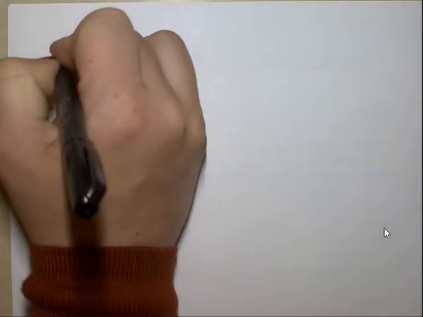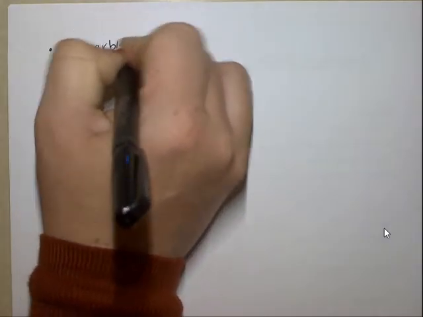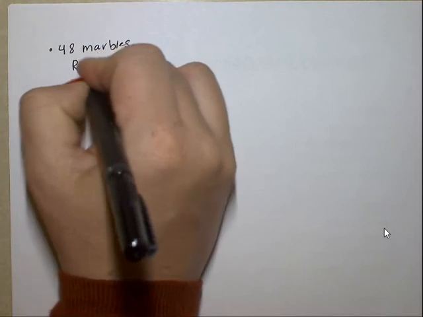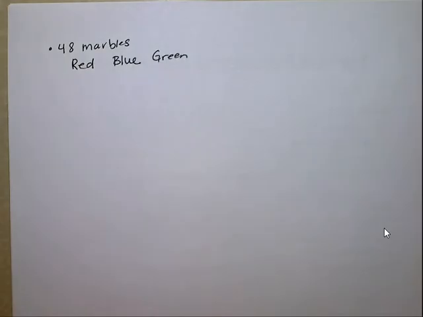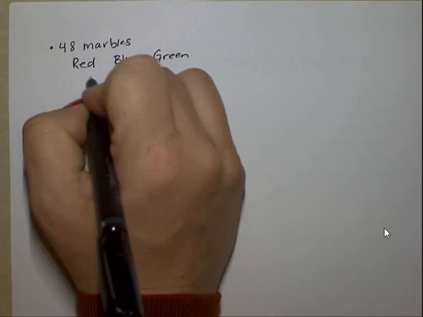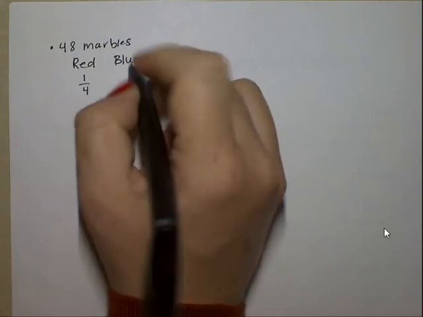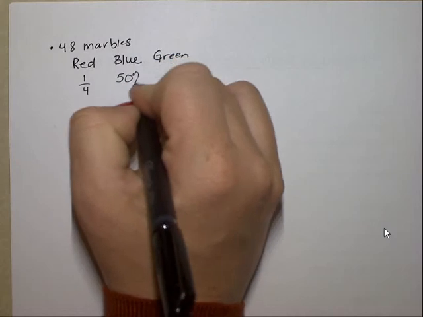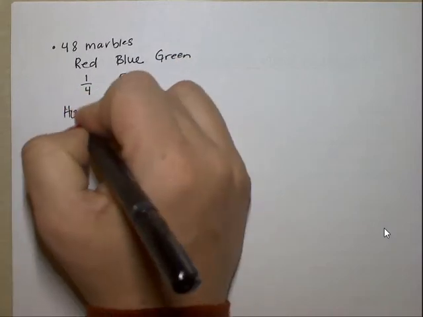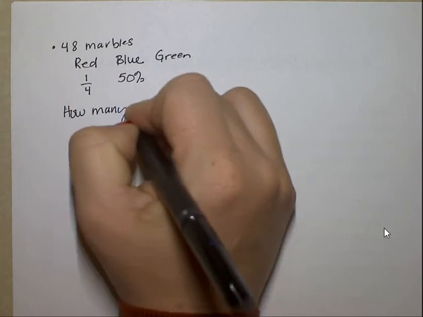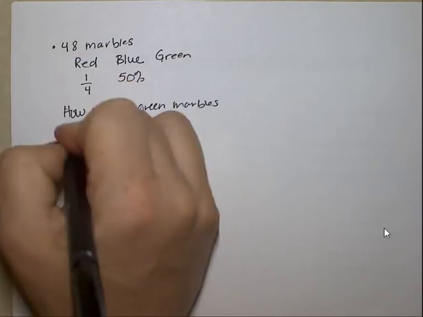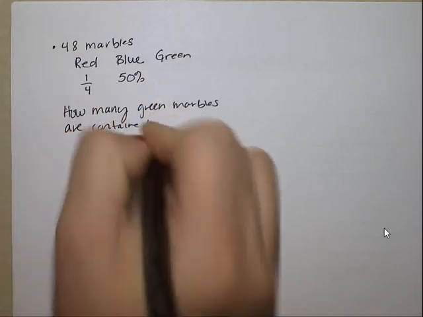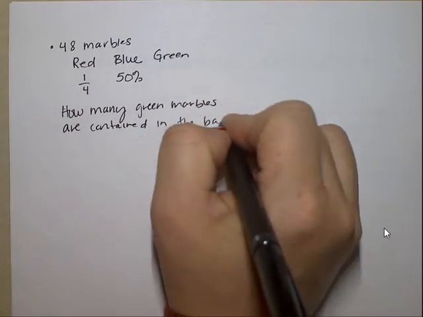So let's write down just the facts. We know that there are 48 marbles in all. We know the colors are red, blue, and green. The odds of you drawing a red marble is 1/4, and the chance of you drawing a blue marble is 50%. And the question says, how many green marbles are contained in the bag? So how do we do that?